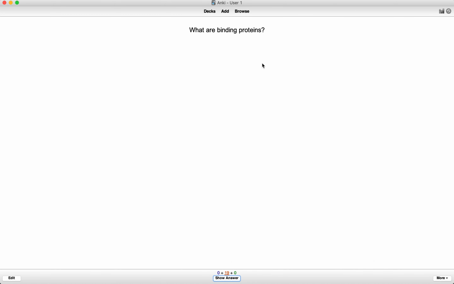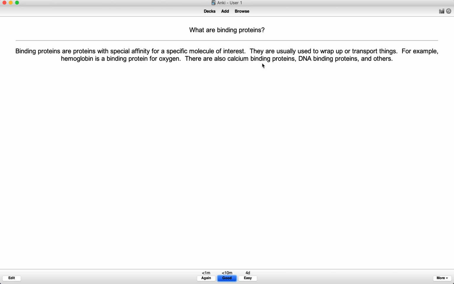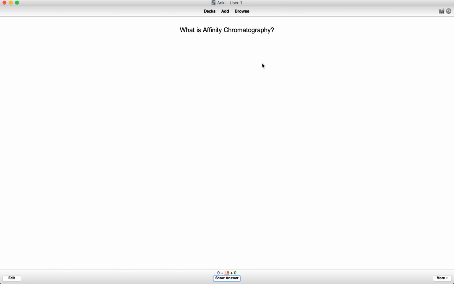Binding proteins are proteins that bind to a specific molecule of interest with high affinity. For example, hemoglobin is an oxygen binding protein. There are DNA binding proteins, etc. Affinity chromatography uses receptors or antibodies that are specific towards a protein. When you pour a mixture of proteins, the specific protein recognized by the antibody will remain there with a higher retention time, while the other proteins elute out.